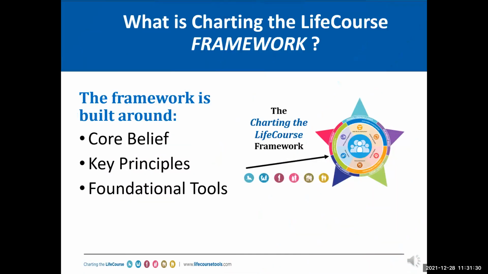What is meant by that term framework? The framework for Charting the Life Course is built around some key concepts, a core belief, some key principles, and some foundational tools that can be used to guide conversation and capture information that comes out through those conversations. So I'm going to share a few of those with you today.